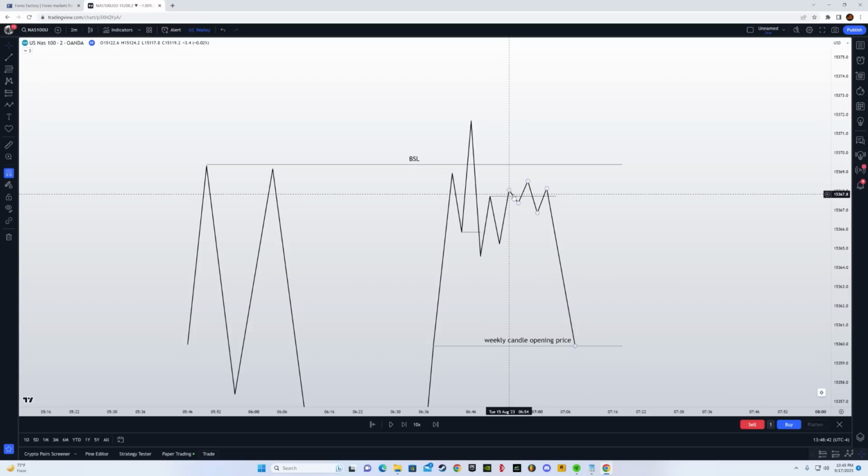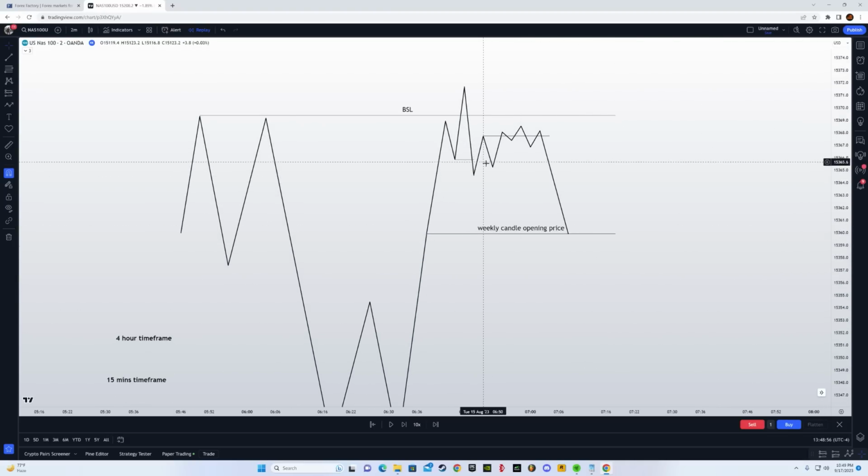Once you have the liquidity sweep, all you are looking for is then you have to drop down to 1 minute or 2 minute time frame, look for a market structure shift, entry from the breaker block, fair value gap, order block, whatever your entry model is, and then you can target 1 to 3, 1 to 2, or this weekly candle opening price.